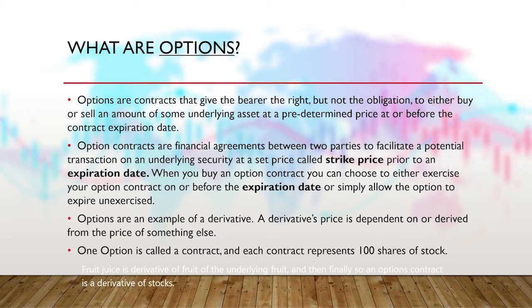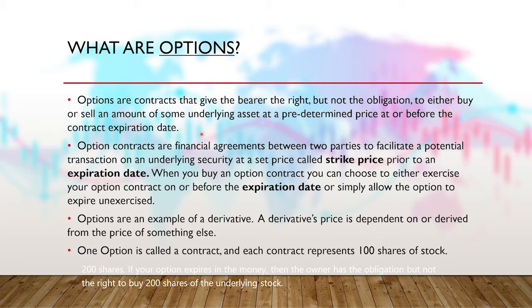One option is called a contract, and each contract represents the ownership of 100 shares. So if you buy or sell two contracts, your position tracks the movement of 200 shares. If your option expires in the money, then the owner has the right to buy 200 shares of the underlying stock.